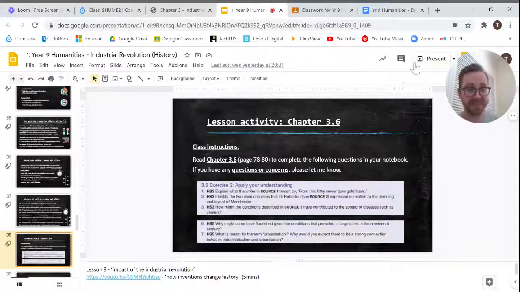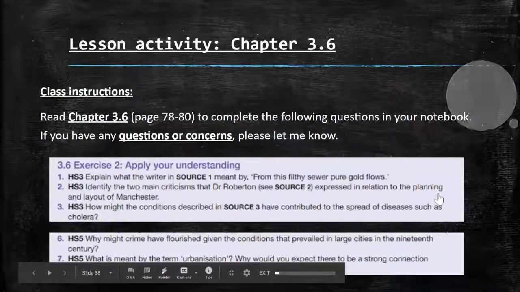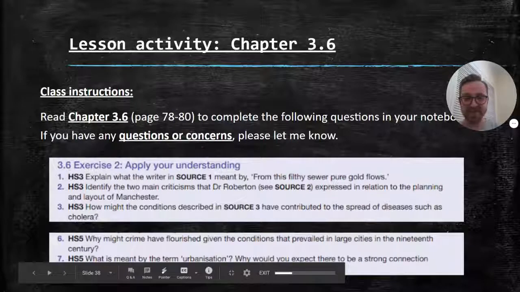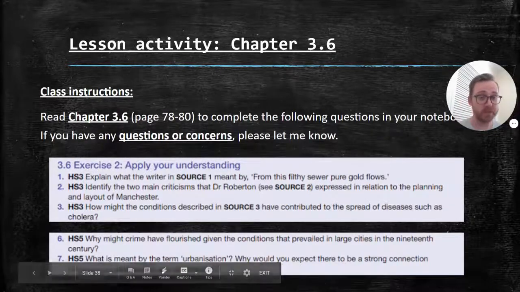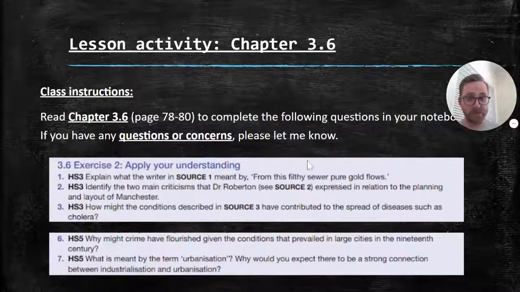So it wasn't actually pure gold. You're looking at a metaphor here. So what is he referring to when he's saying that the Industrial Revolution is creating pure gold? So he's talking about the positives and the negatives there. So it's filthy, it's dirty. He's probably talking about the environment, but what does he mean by this pure gold flowing through these cities, through these sewers?